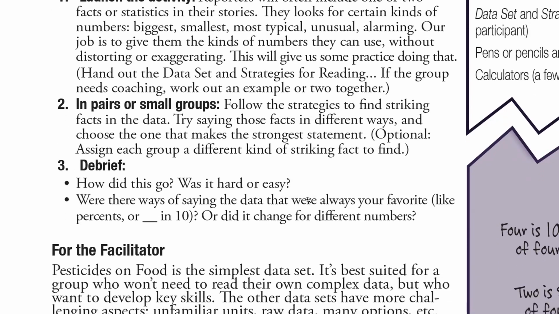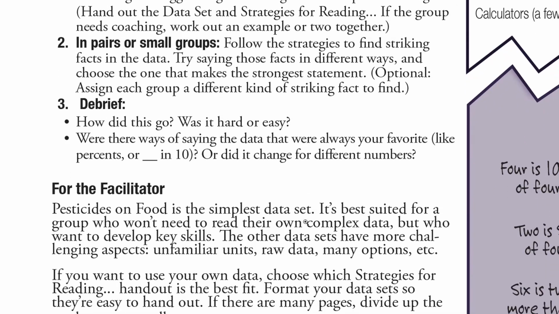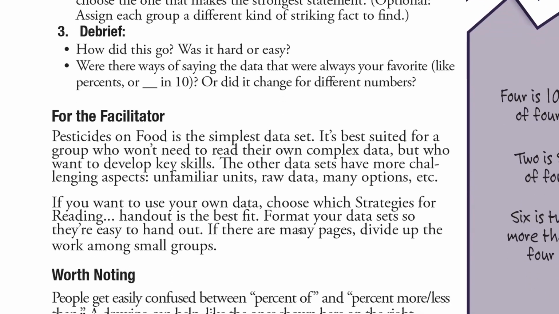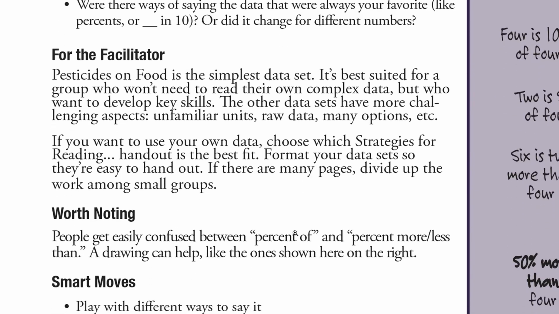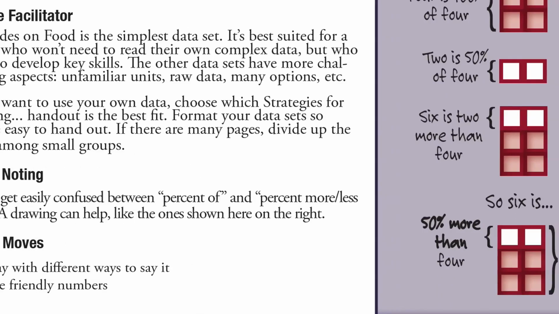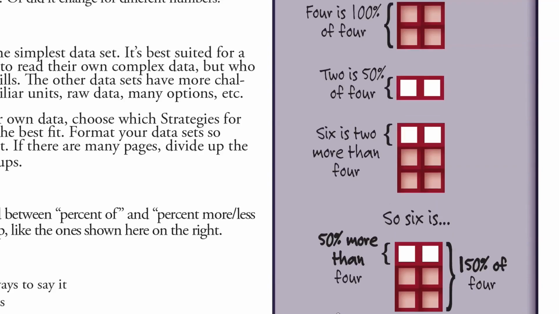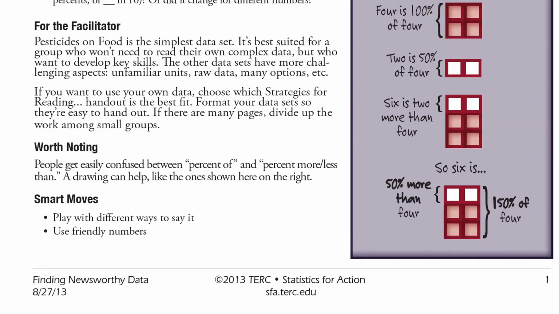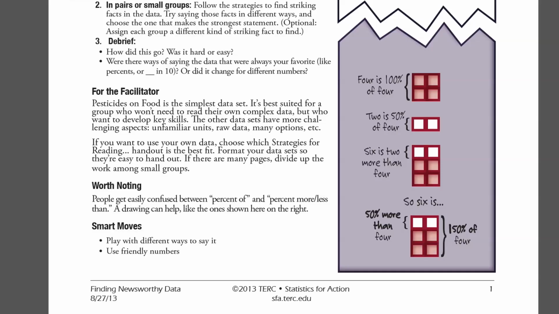Below the steps, there are some additional notes for the facilitator. Depending on the activity, this might tell you a little more about the different versions or about where people tend to get tripped up or where you might go to find more information. Finally, on the bottom right, there's a box with a graphic. In this case, it's a graphic that helps with a common confusion about percents. In other activities, you might find answers to activity questions here.